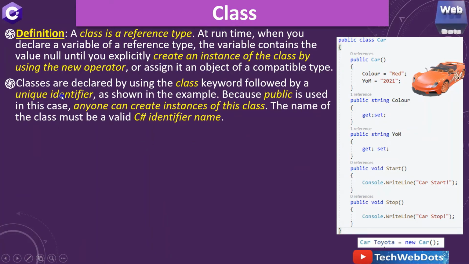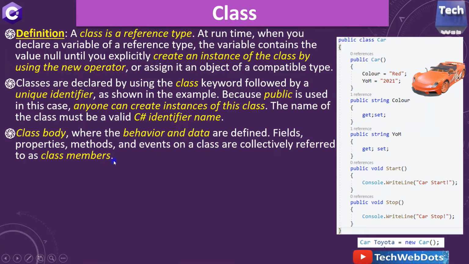And a few more points. Classes are declared by using the class keyword. You can see we are using the class keyword here, followed by a unique identifier as shown in the example. Because public is used in this case, anyone can create an instance of this class. The name of the class must be a valid C# identifier name. So don't worry about the keywords. As we progress through the course, I will explain what access modifiers are.